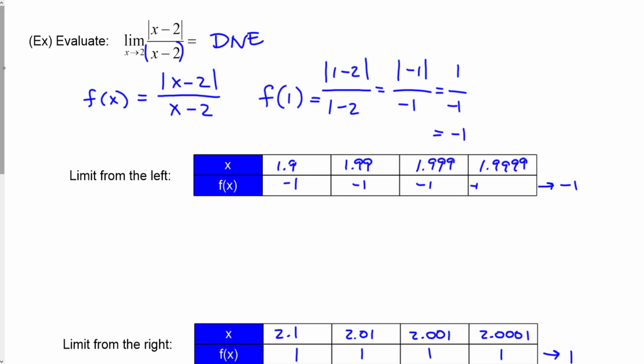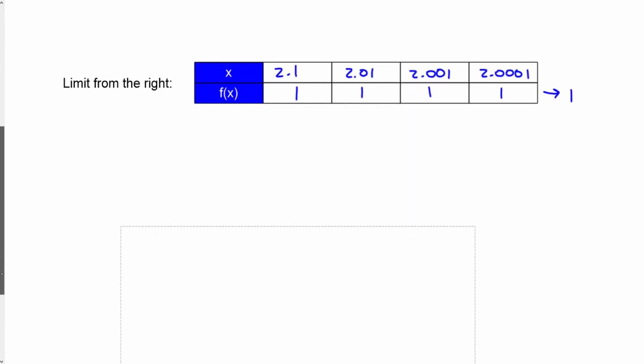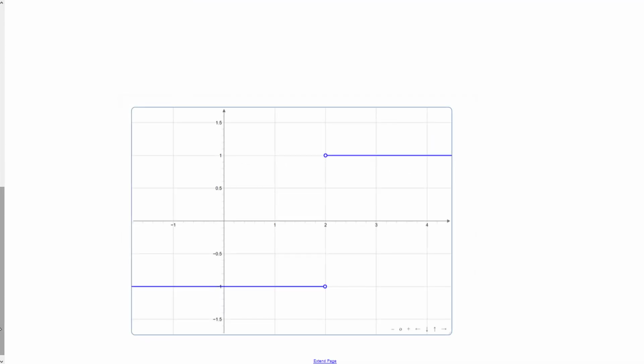If we look at the graph, it should make sense. Here's what it looks like. It's effectively a constant value at negative 1, so anything before 2. And then it's a constant value of 1 after the point x equals 2. But there's a big jump in between, and you couldn't put a single number in here to make a continuous curve here. So therefore, the limit does not exist.